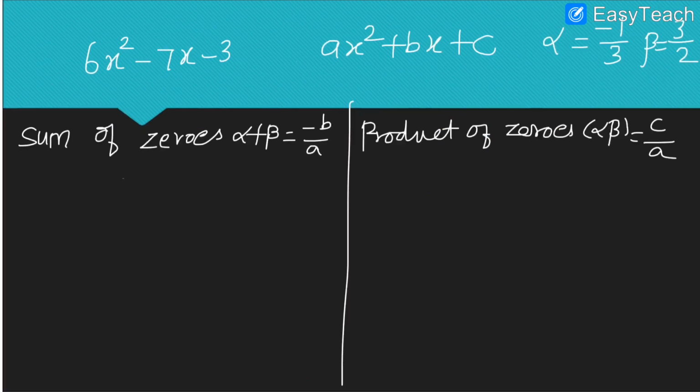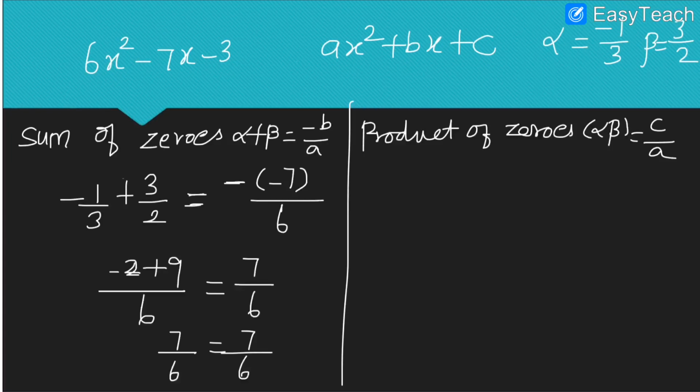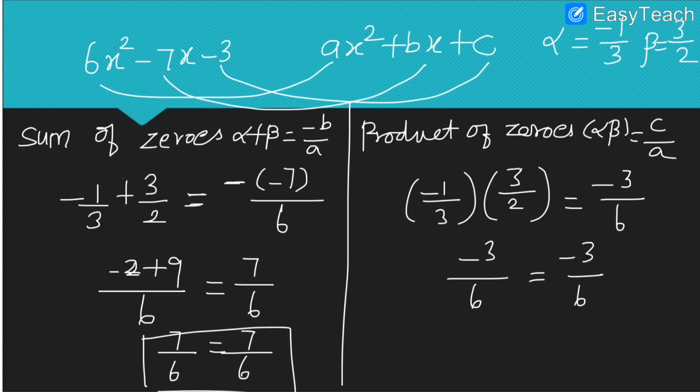Let's do the relationship between the zeros and the coefficients. So first of all, alpha plus beta, I write minus 1 by 3 plus 3 by 2. The other side, minus b by a, that means minus of minus 7 by 6. Okay, let me check whether I have the same answer on both sides. Yes, I got the same answer for the sum of zeros. Let's do the product of zeros, alpha beta, which is c by a. Yes, I got the same answer for the product of zeros also.